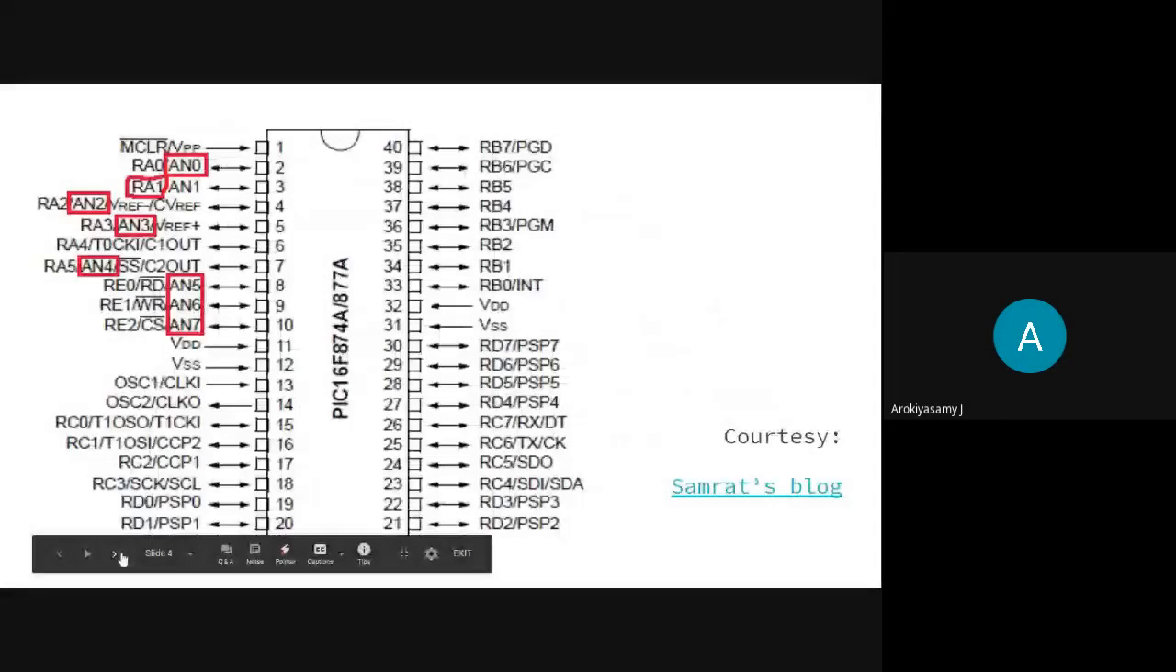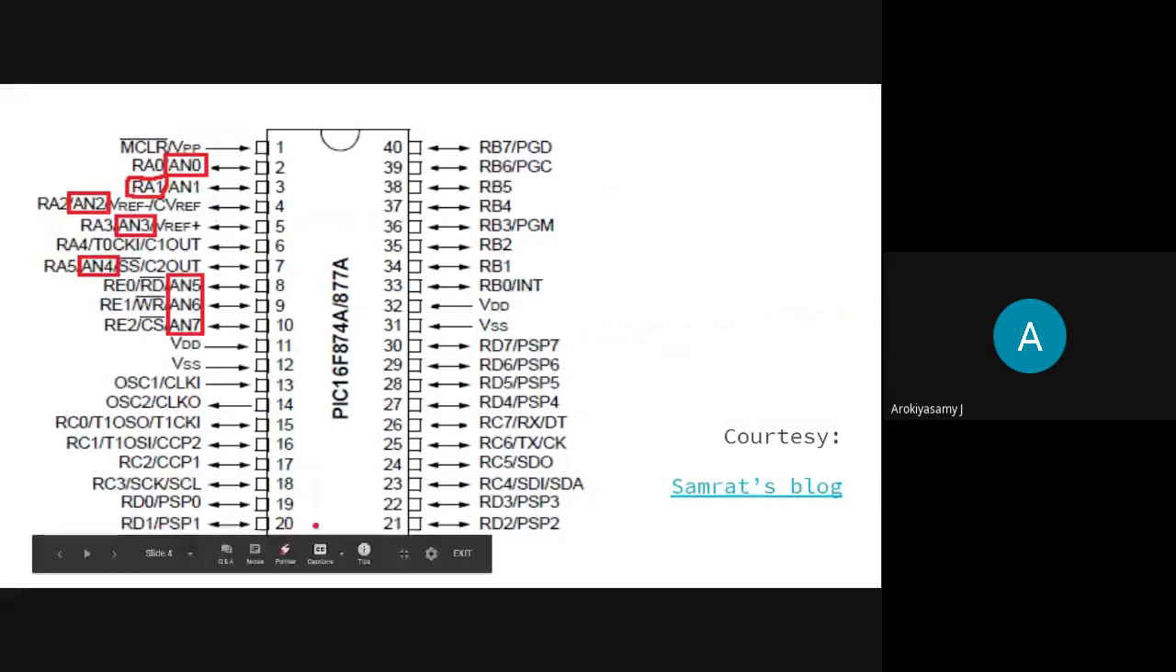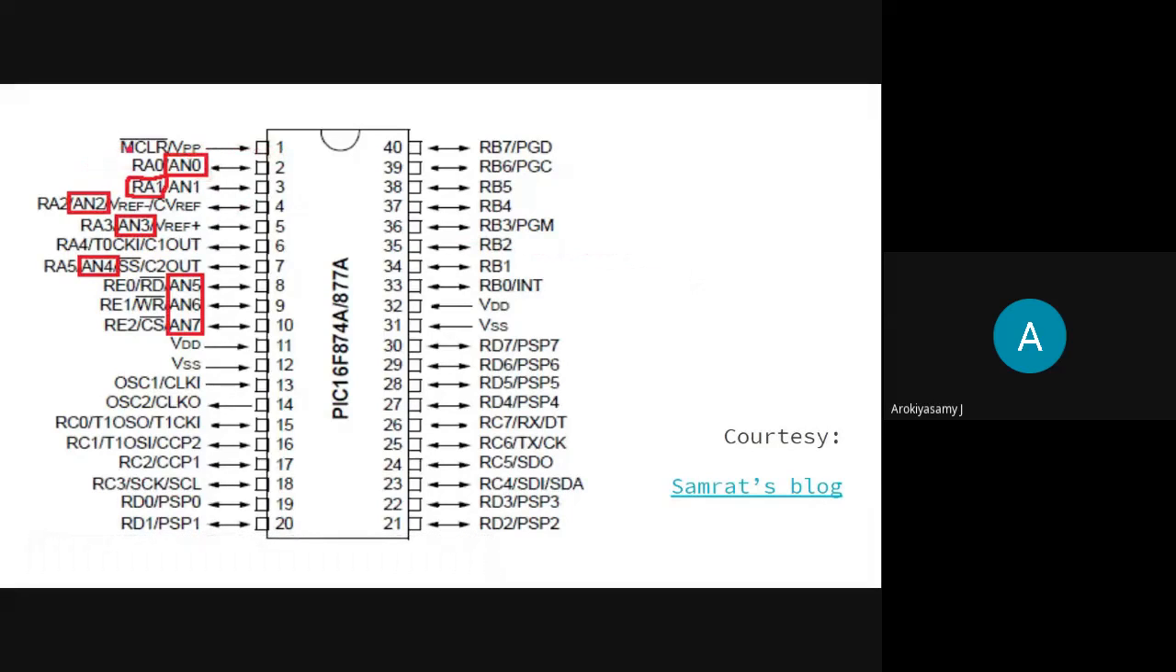Look at the pinout of the PIC microcontroller 7X series, 40 pin package. So pin 1, master clear slash VPP. VPP means programming voltage. When you are going to program the chip, you have to give some voltage here.